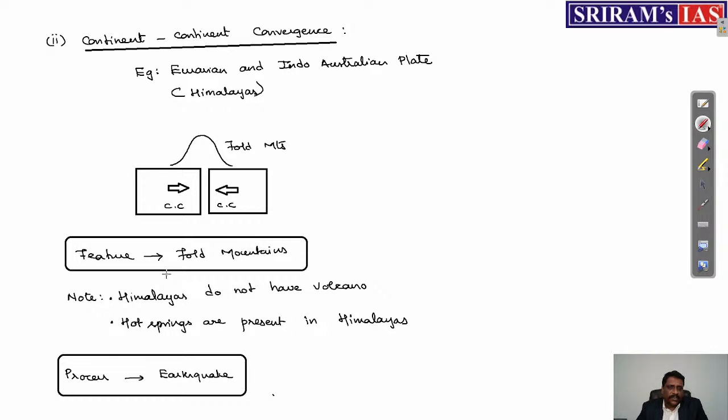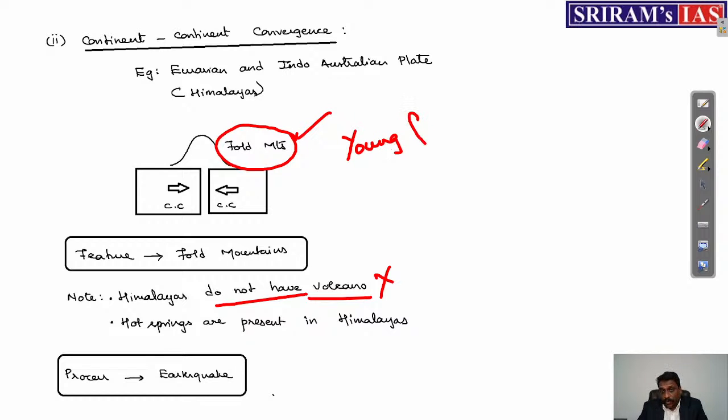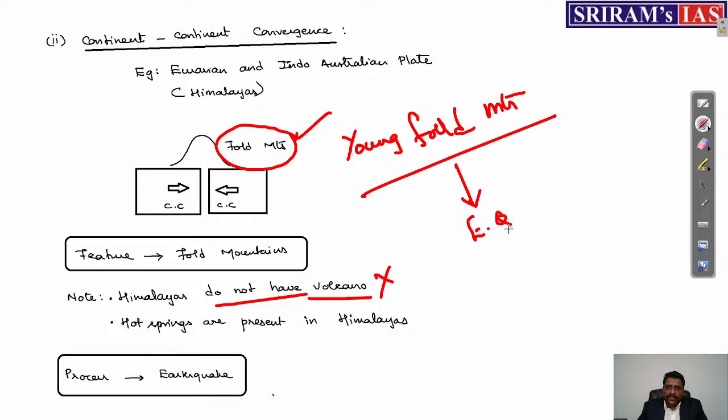Because there is no subduction, we do not have volcanoes. There is no trench, obviously. When ocean is not there, we will not have a trench. But what is very important, we will not have volcano. The only feature we'll find is fold mountains. And let me also tell you, any boundary you take is susceptible to earthquake, and particularly young fold mountains. These young fold mountains are highly susceptible to earthquake, my dear friends.